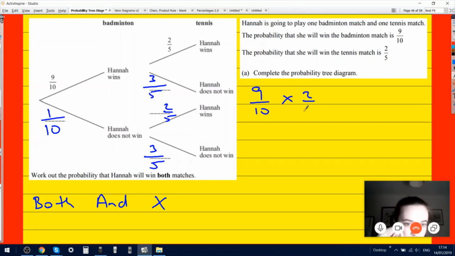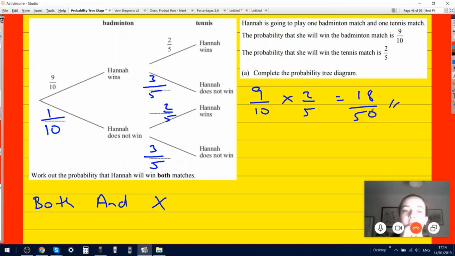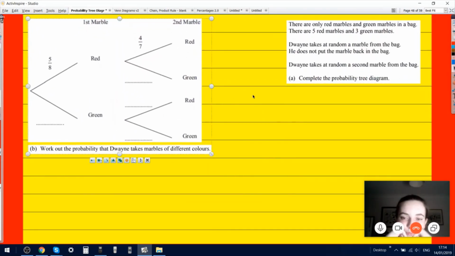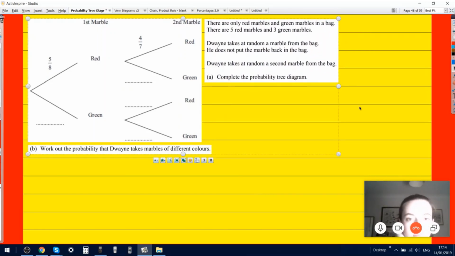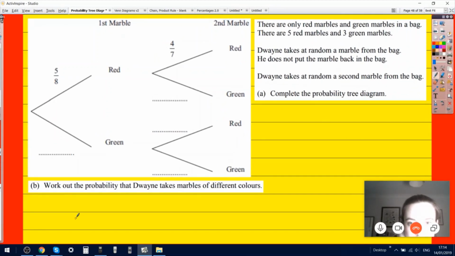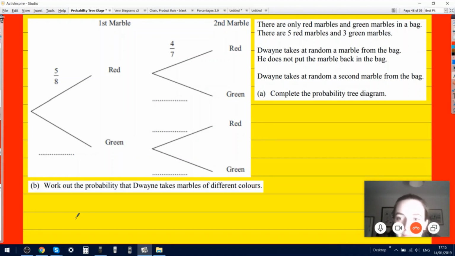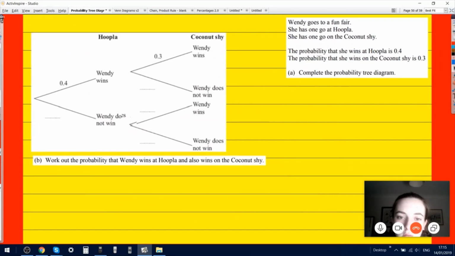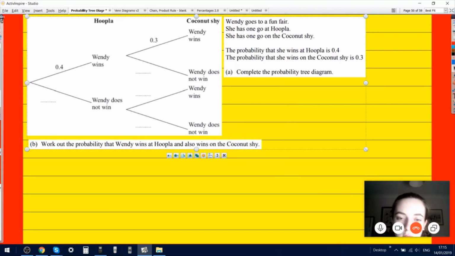So 18/50. Well done. And you don't need to simplify probability fractions because you might need to add them later, and so it's good to keep a common denominator. Okay, similar, this time they are decimals. No, what am I doing? Sorry, this one. This time they're decimals. Put those in the wrong order. Okay, how about this one?